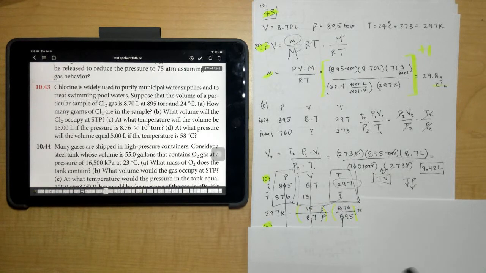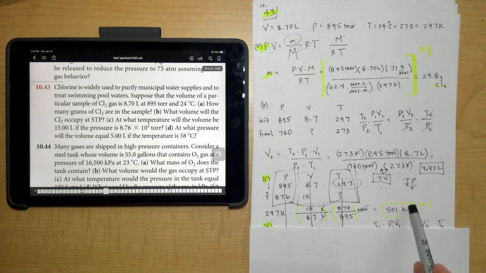Remember the toilet paper relationship? So I multiplied by a fraction to make it get smaller. And so I ended up with 501 K. Circle, square, star, box that. Put these in parentheses right here. Give yourself +1 for that problem.